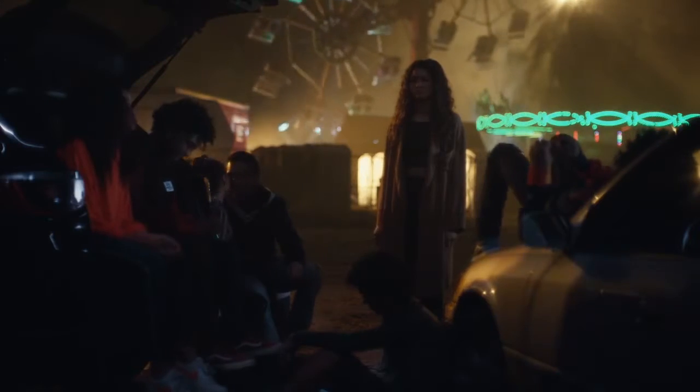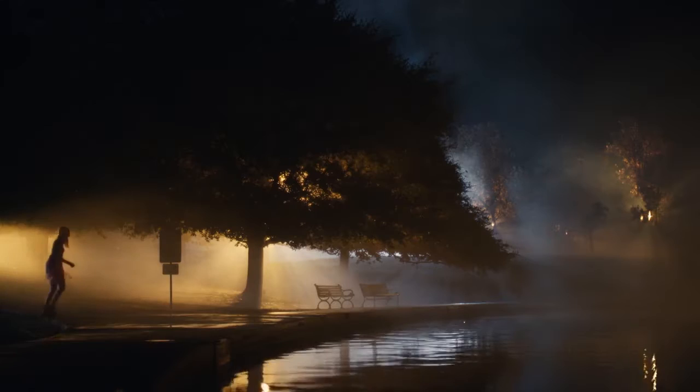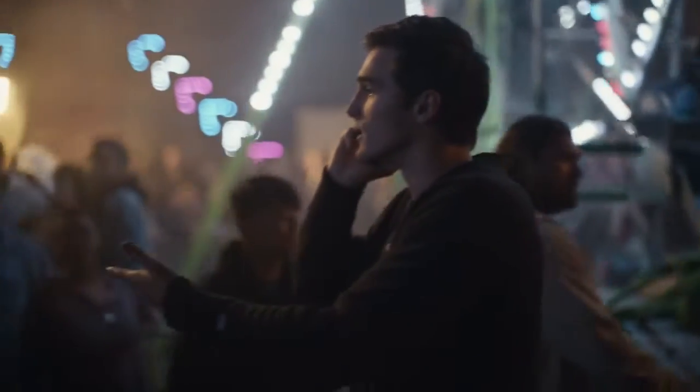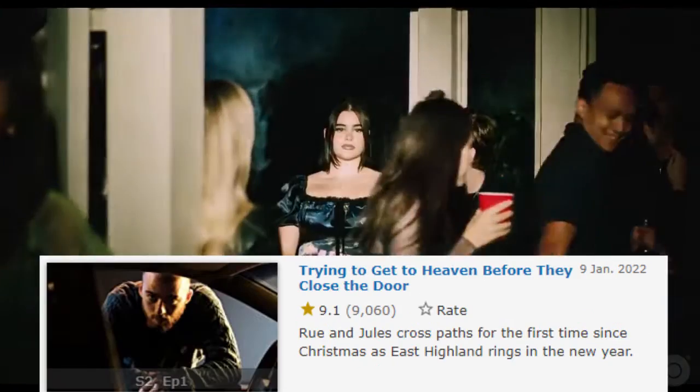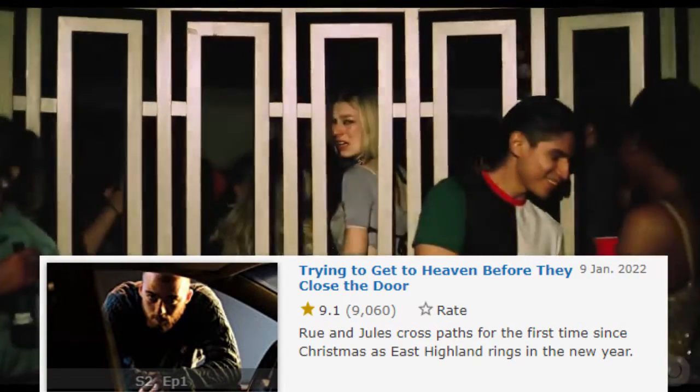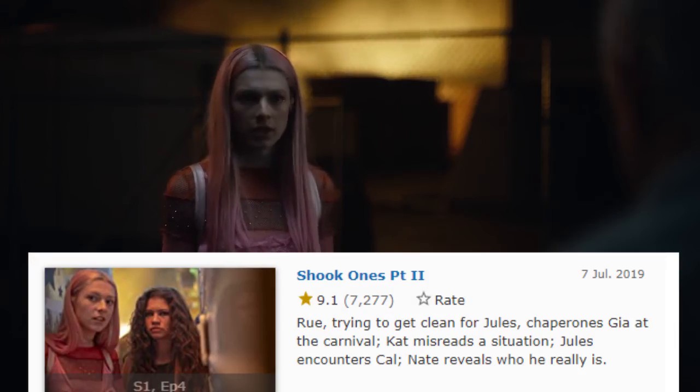You could think the carnival is large enough to allow these characters space from one another, but Levinson reveals this simply isn't the case. This lack of space is the drama the show runs off of. The highest rated episodes all have our characters come together in one location because they live in a small suburb where, despite their problems with one another, they cannot escape each other.